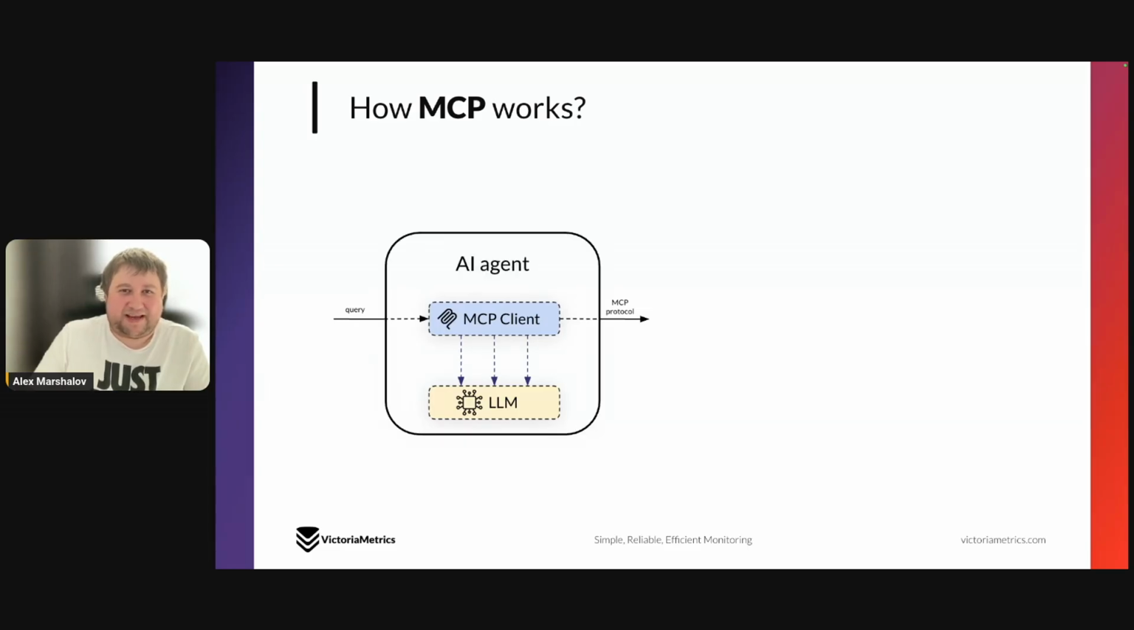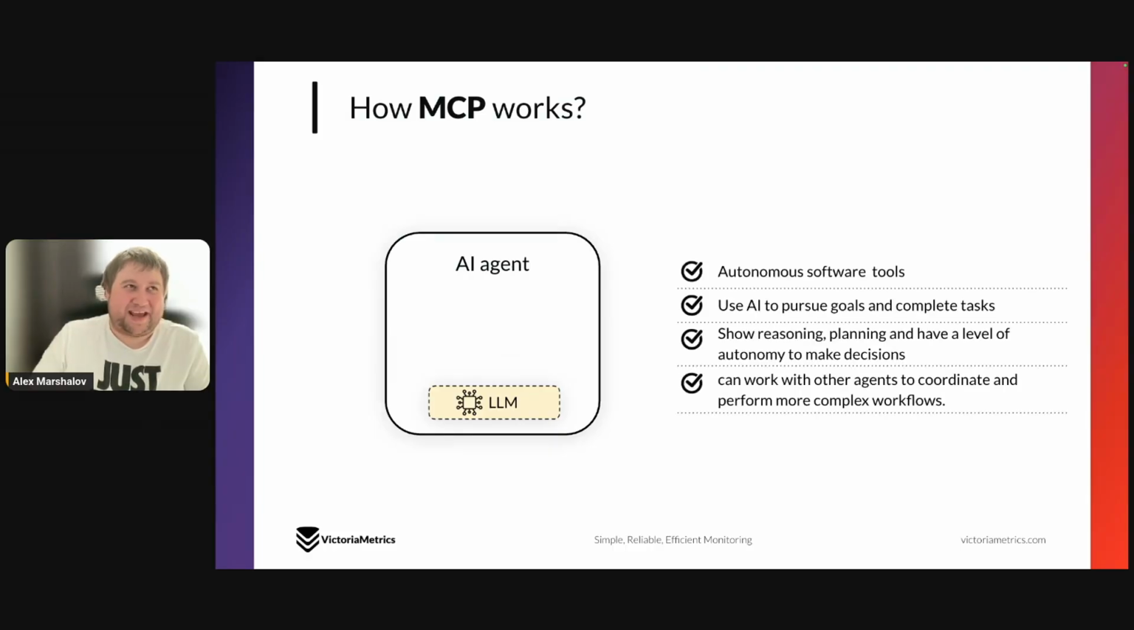Now we have an AI agent here. What is an AI agent? AI agents are autonomous software tools that perform tasks, make decisions, and interact with the environment intelligently and rationally. They use AI to pursue goals and complete tasks on behalf of users based on real-time feedback and changing conditions. AI agents can work on their own or be a part of a bigger system based on the data they process.